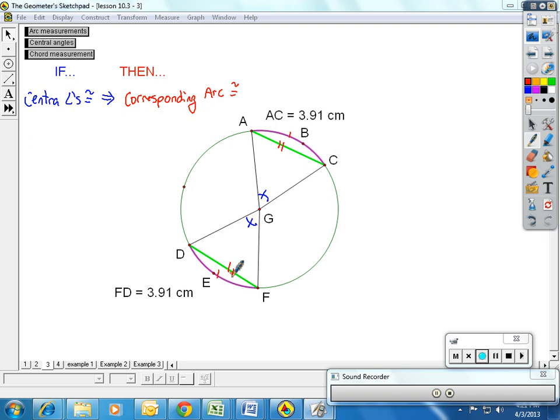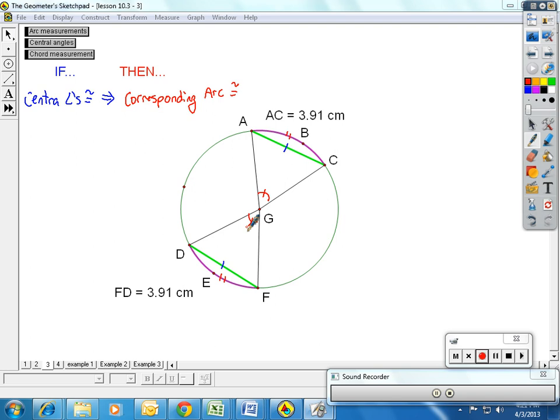Or if I know that my chords are congruent, then I can conclude that my arcs must be congruent. And that also means that my central angles are congruent. All of this is true within the same circle if these relationships exist.